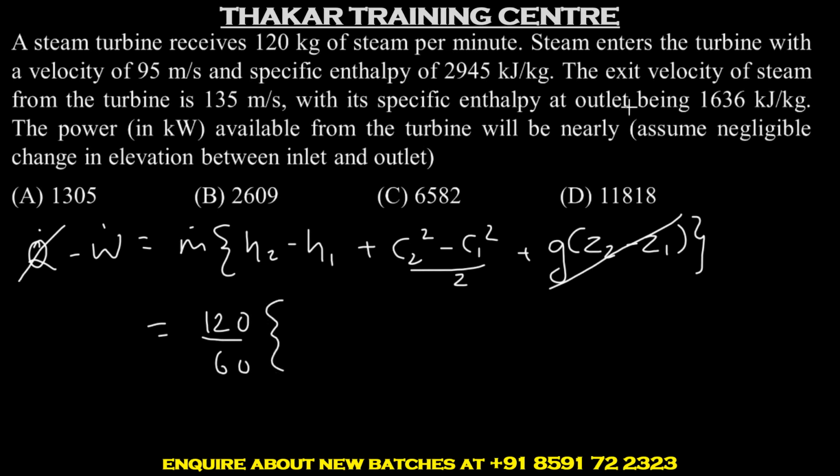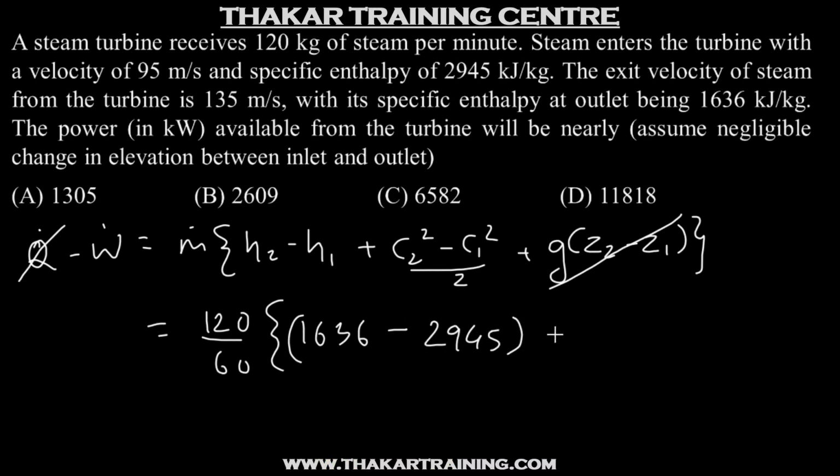H2, what is the enthalpy at outlet? It is 1636. This is the specific enthalpy, minus enthalpy at inlet, which is 2945, plus C2 square. What is the velocity at outlet? It is given 135 meters per second. So 135 square minus C1, which is 95, squared, divided by 2.